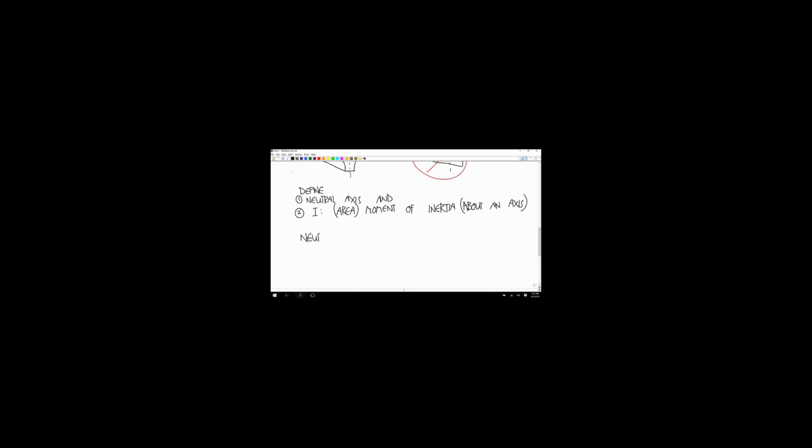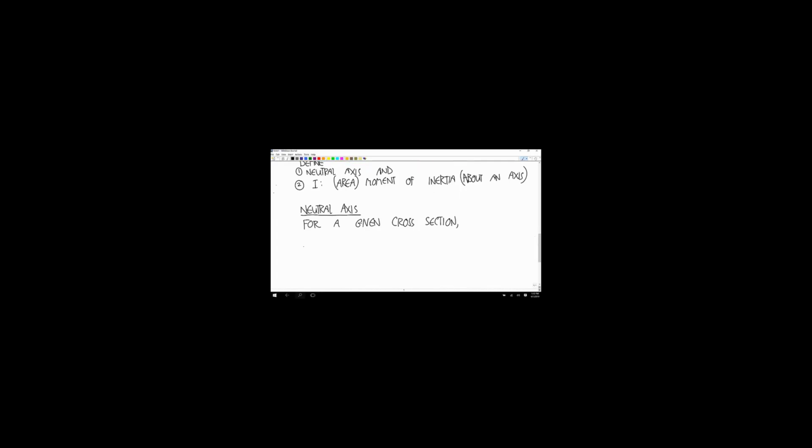So the neutral axis. The neutral axis, for a given cross section, is parallel to the z-axis and passes through the cross-section's centroid. That's a pretty nice, simple fact.